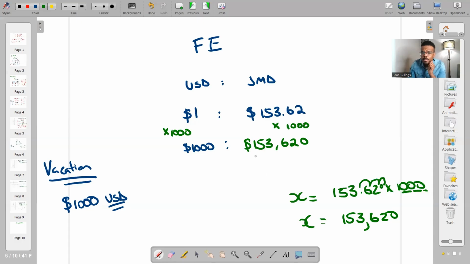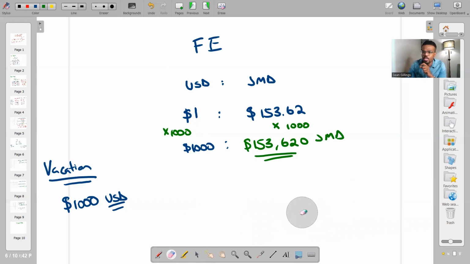So this is how much Jamaican dollars you'd have to save up in order to purchase 1,000 US dollars. All right. So then you can have fun on your vacation. So hope that makes sense for this. Let's do one more example and then we will move on to another topic.